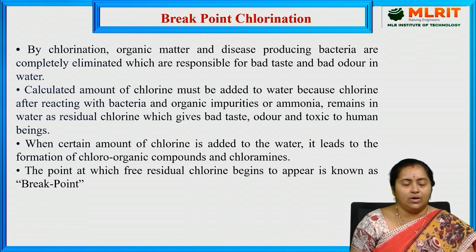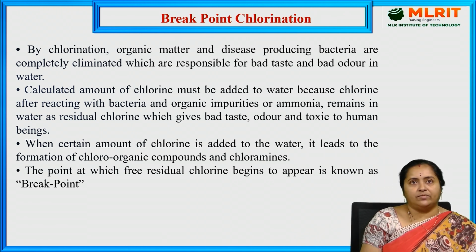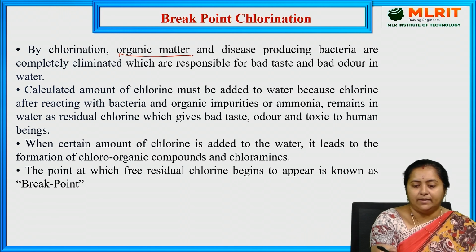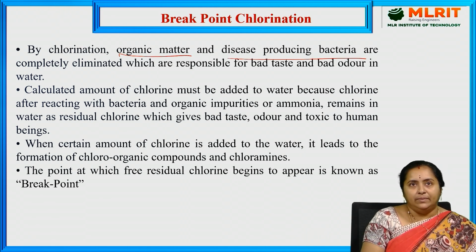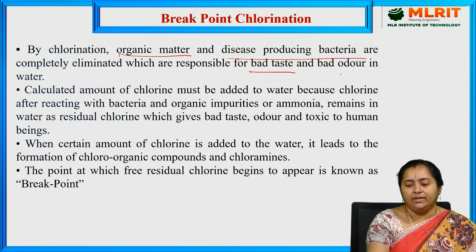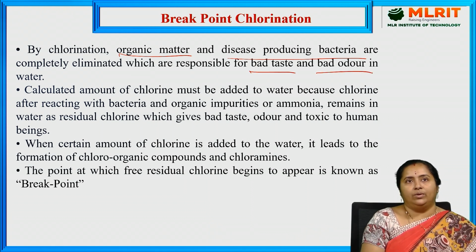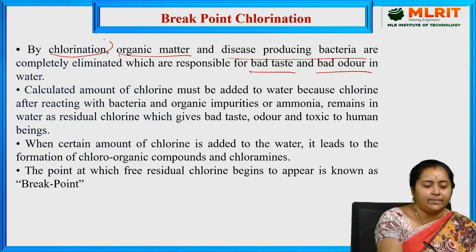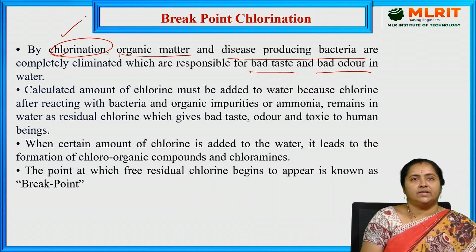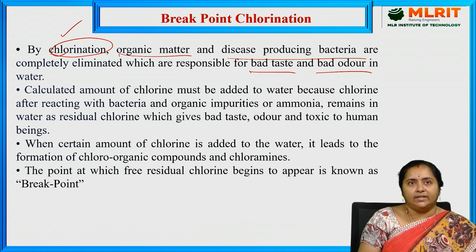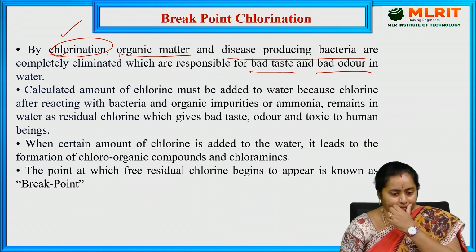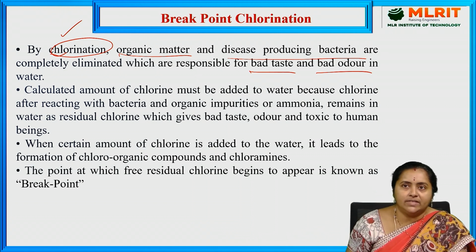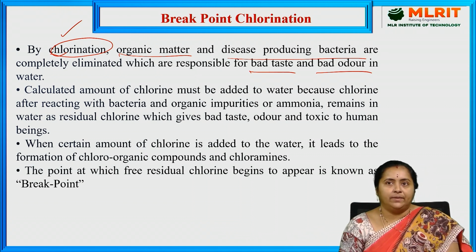So let us see how it is. By chlorination, what will happen? As we know, organic matter and disease-producing microorganisms, which are responsible for imparting bad taste and bad odor to the water sample, are completely eliminated. This can be done using a method called chlorination. Chlorination is simply adding chlorine either in gaseous or liquid form. It is able to kill the microorganisms due to the formation of hypochlorous acid.